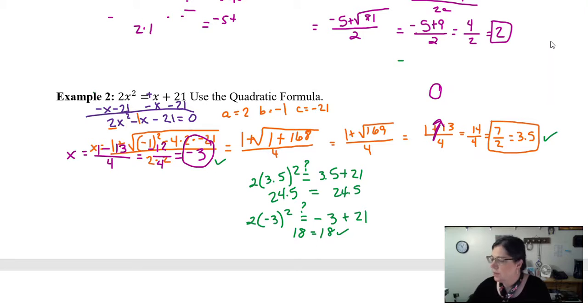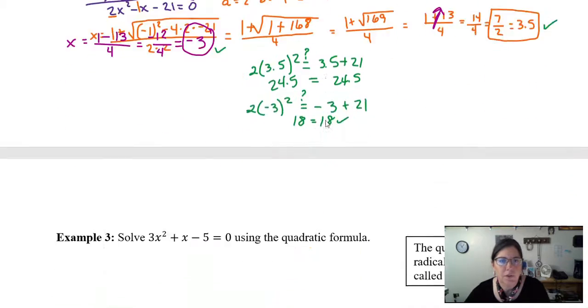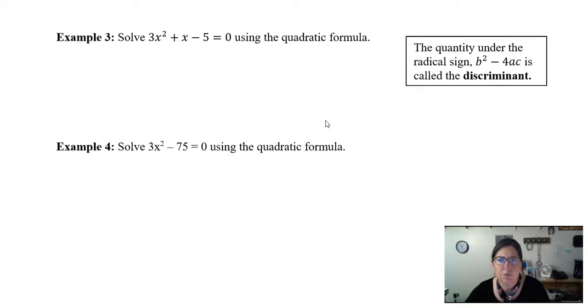Okay, so let's go ahead and look at the two more examples. This time it stayed, which was really nice. Okay, so this time we have 3x squared plus x minus 5 equals 0. It's already equal to 0, so we're just going to go ahead and identify the a, the b, and the c. So a should be 3, b should be 1, c should be negative 5.